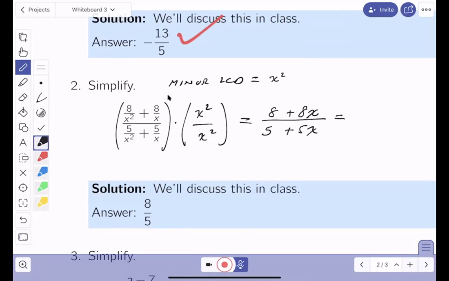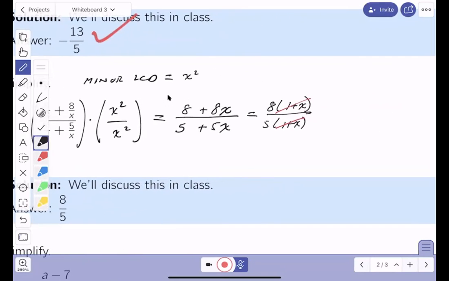All right. So what I'm going to do is factor the top. 8 comes out. You're left with 1 plus x. Factor the bottom, you get 5, 1 plus x. What do I know now? There's a cancellation. And what are you left with? Something pretty simple. You're left with just 8/5.